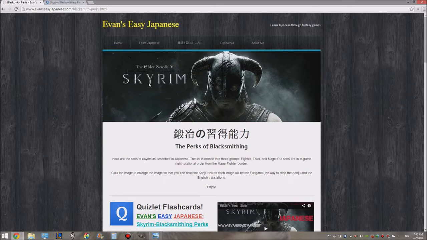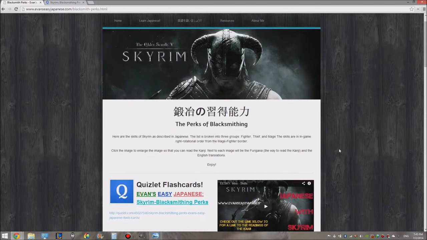Oh my gosh, that thing's getting in the way. Skyrim. Kajino Shutoku no Ryoku, the perks of blacksmithing. Because you want to be a blacksmith, don't you?